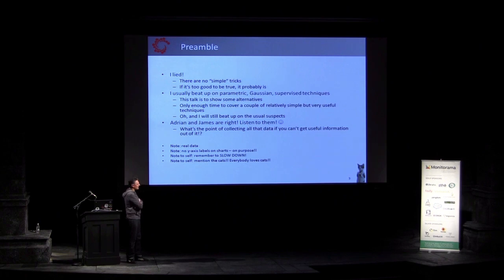The other thing is that, for people who have seen my talks before, I usually beat up a lot on things like parametric or Gaussian techniques or supervised learning, all that kind of stuff. And then usually after my talks, people ask, well, it's good that you point out the stuff that doesn't work. Can you please maybe next time talk about stuff that does work? So that's kind of the genesis of this particular talk. Oh, and by the way, I will also still beat up on that stuff, but I'll also introduce some things that work a little bit better.